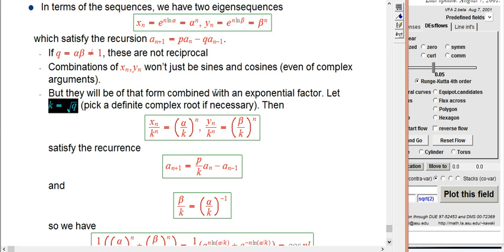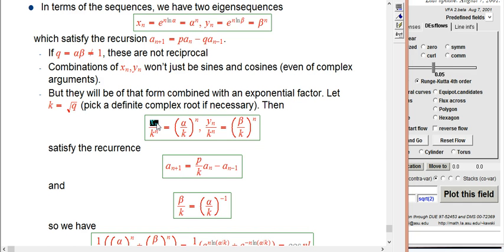Okay, so let's let k be the square root of q, and if q is not a positive number, we have to make some fairly arbitrary choice of complex root. For example, a long time ago, we took the square root of minus 1 and used i instead of minus i for no incredibly good reason. Okay, so here's what we're going to do.